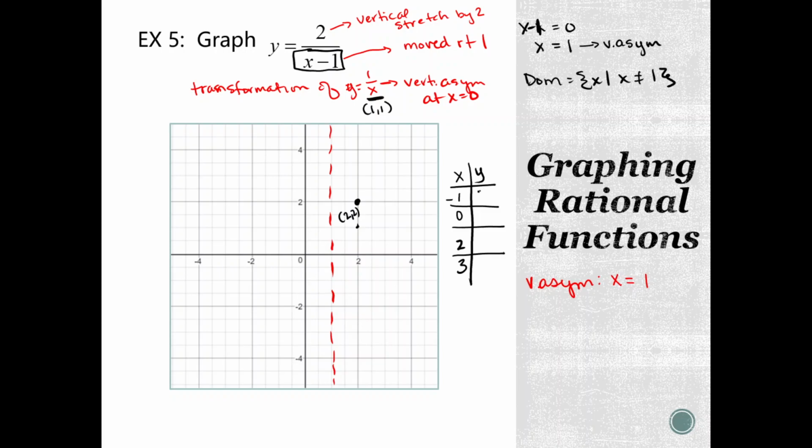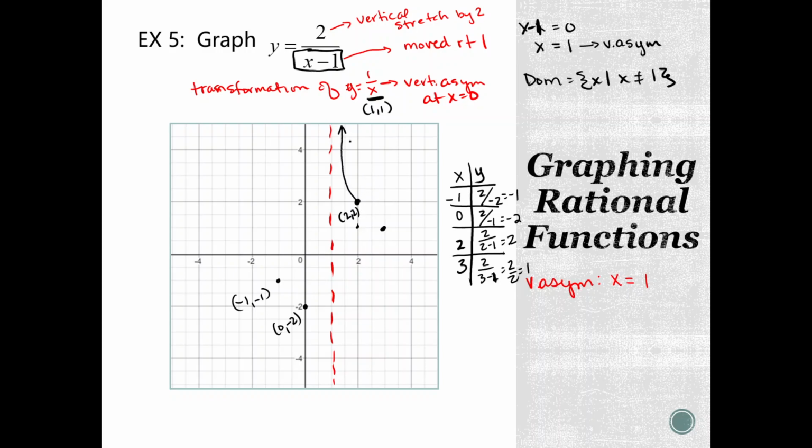So if I put in a -1, I get 2 over -2, so that's -1. So that's right there. If I put in a 0, I get 2 over -1, so I'll have a point here. Okay, if I plug in a 2, I get 2. We already have that point. And then if I plug in a 3, I get 2 over 2, which is 1. And then we can connect the dots.